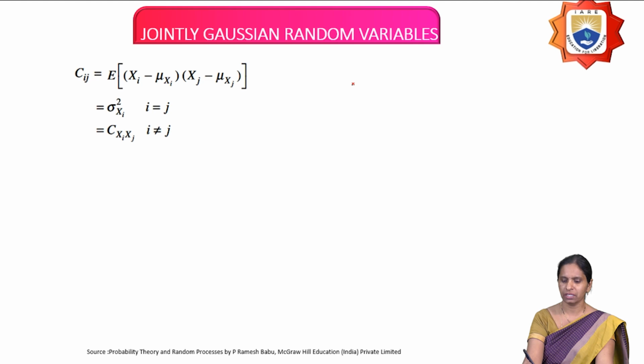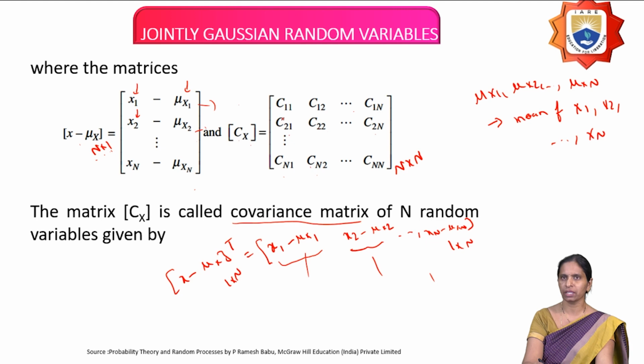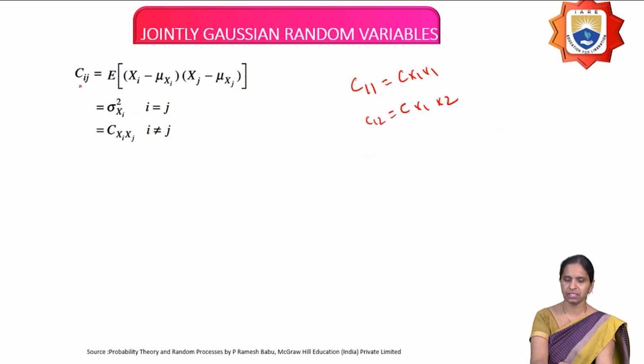So what is C11? Nothing but Cx1, x1. And what does C12 represent? Cx1, x2. What does it mean? C11 is nothing but the covariance between the same random variable, x1 and x1 only. And what does C12 represent? The covariance between the random variables x1 and x2. And what does C1n represent? The covariance between the random variable x1 and the random variable xn. So like that, what does Cij represent? That represents the covariance between two random variables xi and xj.